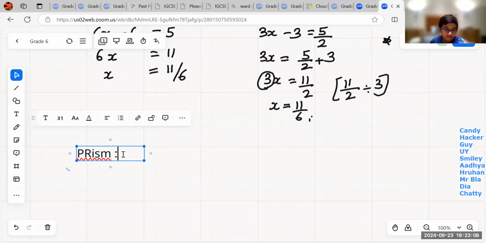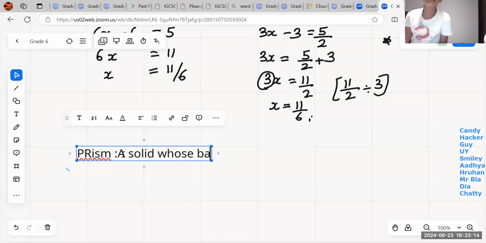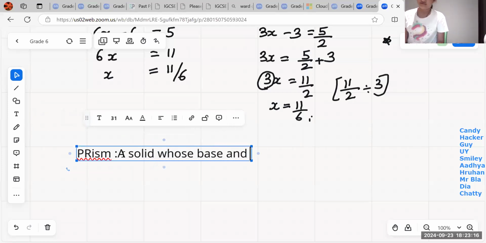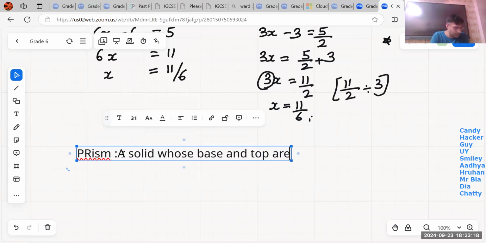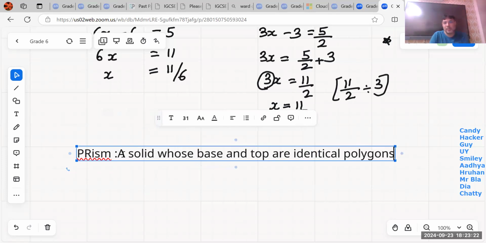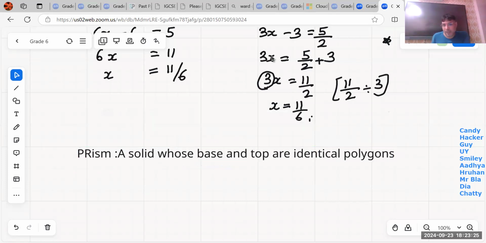All right, let's do it. So let's write the definition of prism. A solid whose base and top are identical polygons. A solid whose base and top are identical polygons is a prism.